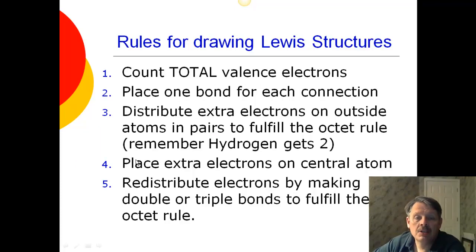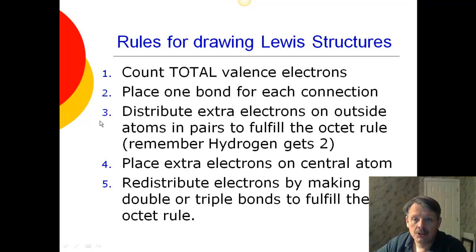You're going to need to know these, and I'll be going over them over and over throughout every example that we do. So pause the video, write them down. All right, let's go through them together. The first rule is you count all of the valence electrons when you're doing a Lewis structure. So you count the total electrons, and then you place one bond for each connection. So we'll actually do this.